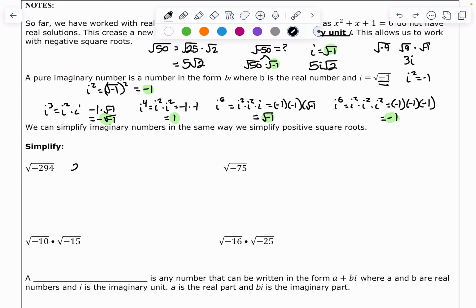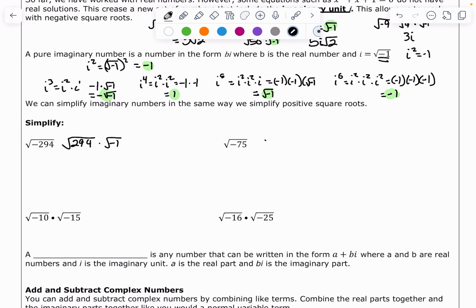So that would become the square root of 294 times the square root of negative 1. I'll have you look at the filled out note sheets, but that will break down. We can simplify 294, and then the square root of negative 1 just becomes i.